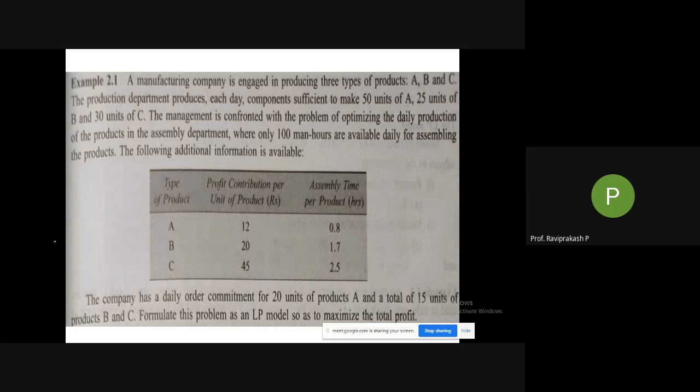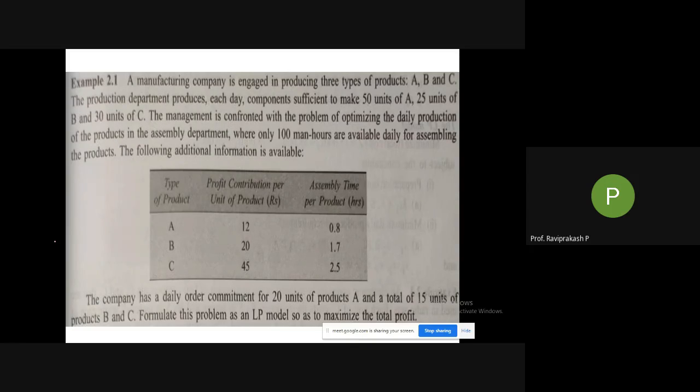Second column, profit contribution per unit of product in rupees, in bracket is 100 rupees. Third column, assembly time per production in bracket hours.